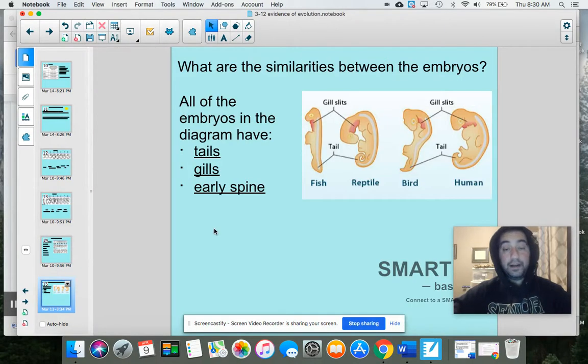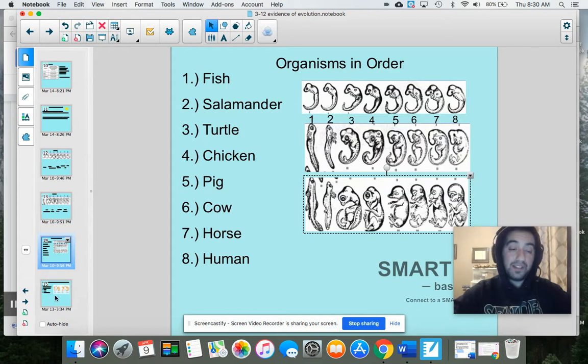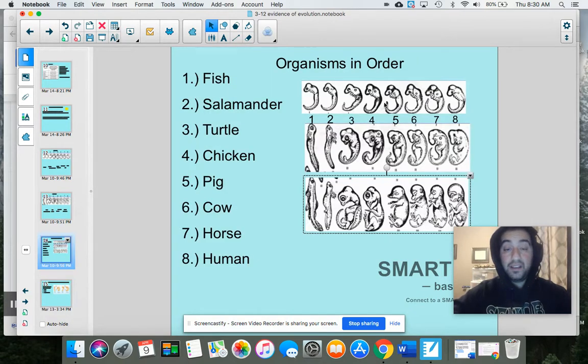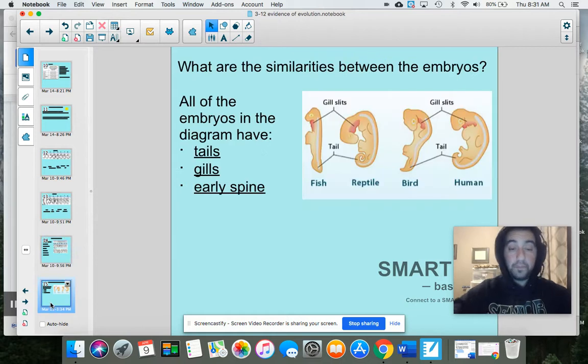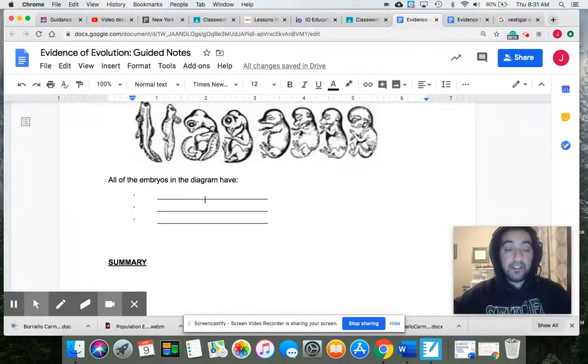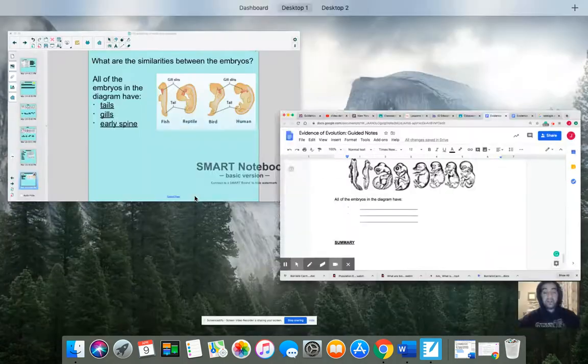All right, so what are the similarities between the embryos? In your guided notes, I would like you to write what's underlined. All of the embryos in the diagram, in the early stages in that first row, have these similarities. They all have tails, they all have gills, and they all have an early spine. Yes, in the beginning of development, chickens and pigs have gills. So you're going to jot that down where you have the 3 bullet points and the space.